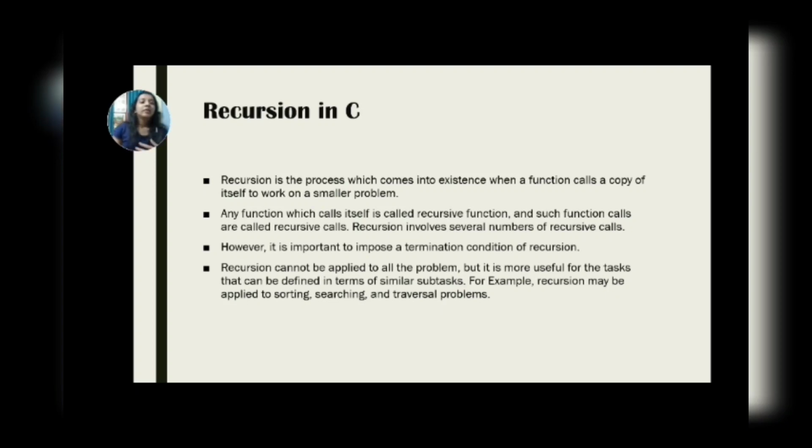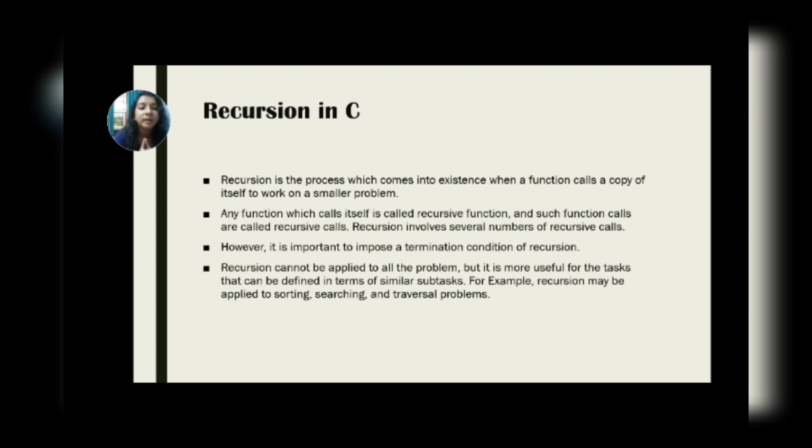Now let us look at recursion. Recursion is the process which comes into existence when a function calls a copy of itself to work on a smaller problem. Recursion means calling a function again and again, when a function calls itself repeatedly. Any function which calls itself is called a recursive function, and such function calls are called recursive calls. Recursion involves several recursive calls.